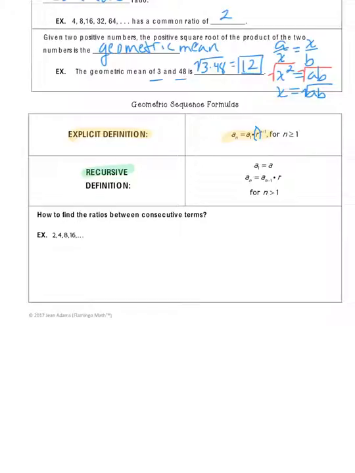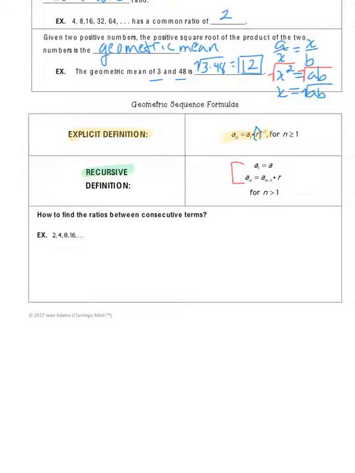Now with the recursive, if you recall, recursive comes in two parts. You have to identify what the first term is. So the first term is some number. And then you're always taking, recursively, the previous term times your common ratio. That's it.